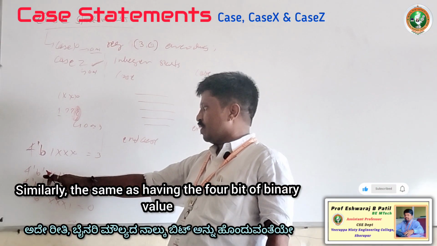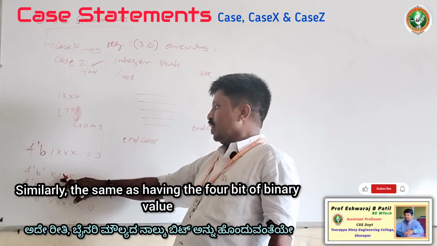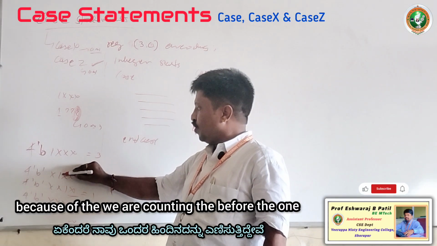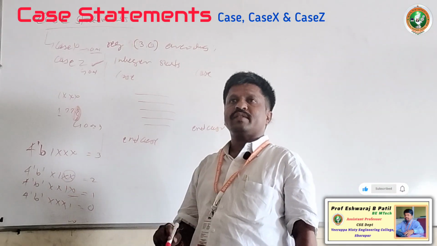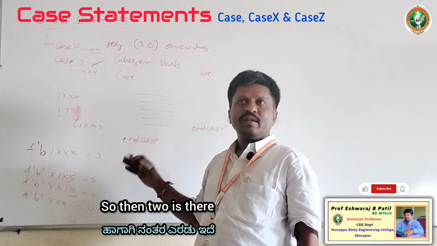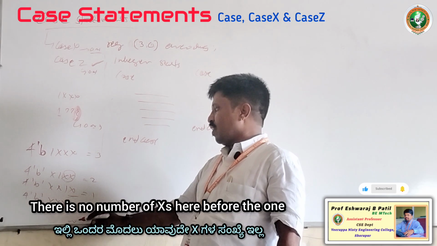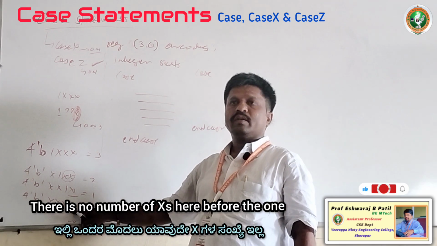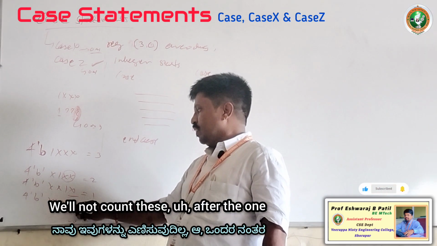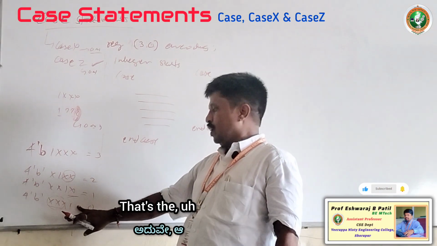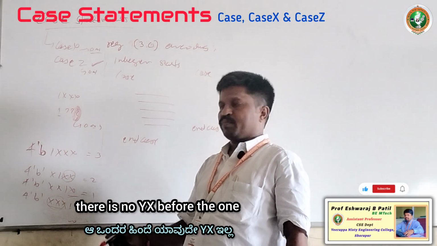Similarly, for the 4-bit binary value X1XX the value is 2, because we are counting before the 1. How many are there? 2 X's are there, so 2. Similarly here X1X, 1 is there. There is no X here before the 1. We will not count those after the 1. We are counting only before the 1. There is no X before the 1.